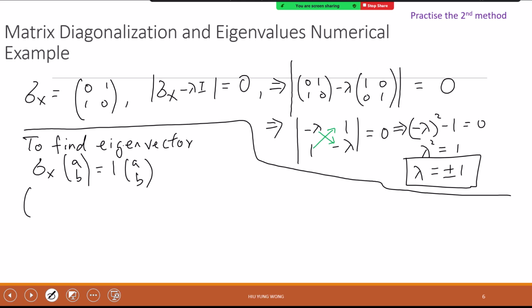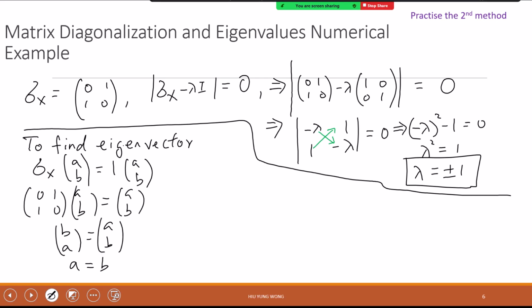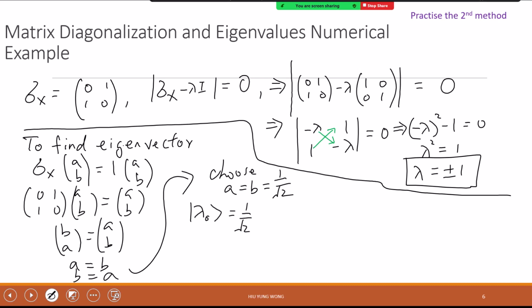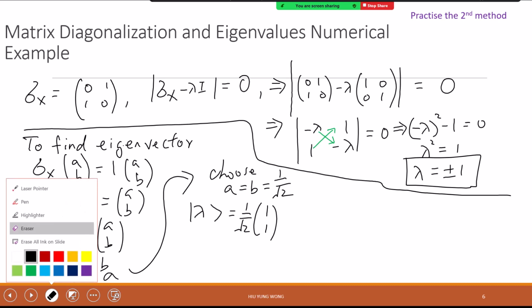So in this case, we have 0, 1, 1, 0, times (a, b) equals to (a, b), right? So we have b equals to a, and a equals to b. So we are repeating what we did earlier. We have many choices, but we choose a equals to b equals to 1 over square root 2, because this gives us a normalized vector. And this one, let me call it lambda 1, equals to 1 over square root 2, times (1, 1).